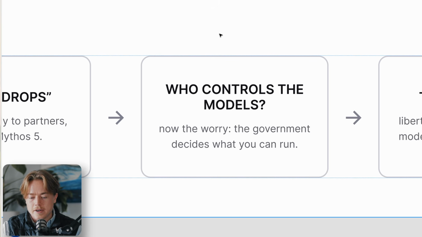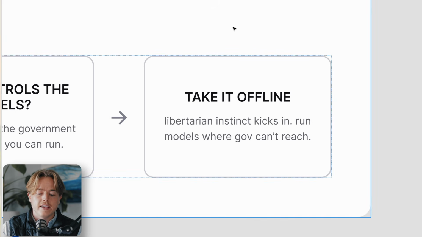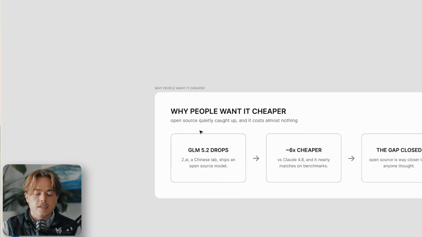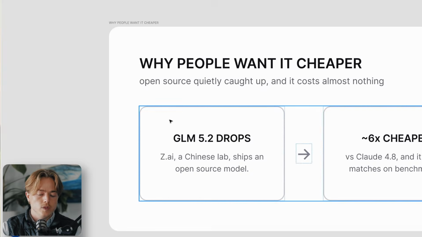And because this is America and people have decided we don't want the US government to put their grubby little fingers on our models, it would make sense to take them offline, to have models that nobody can take away from you. Then the second reason this matters is because GLM 5.2 recently dropped.